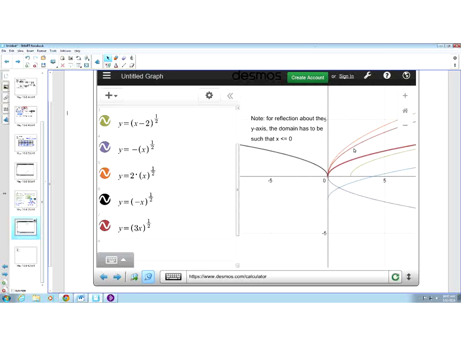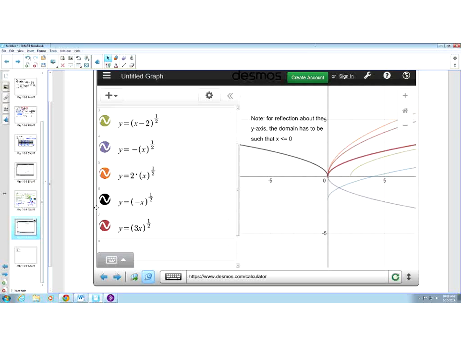So it's basically what it amounted to is that we divided the input by 3. So when we did a horizontal, well, actually it resulted in a vertical stretch. So this resulted in a vertical stretch for this particular function. So multiplying the argument by 3 pretty much resulted in a vertical stretch for the graph.